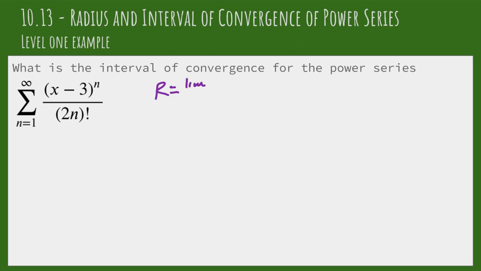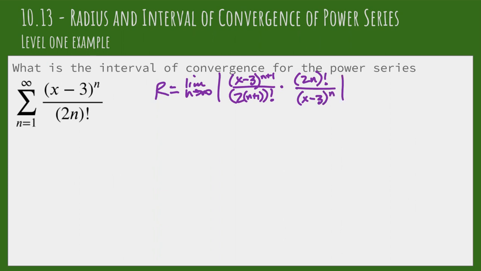So the limit as n approaches infinity of the absolute value of the n plus first term divided by the nth term. Remember, we're just multiplying by the reciprocal of the nth term. And we want to cancel what we can. The x minus 3's, I think, are the easy part here. We have one more of those in the numerator than the denominator.